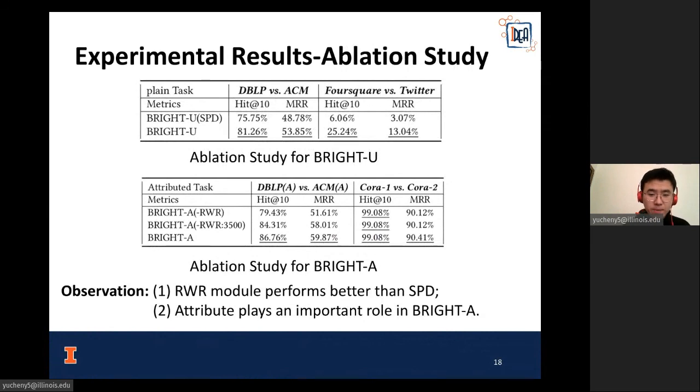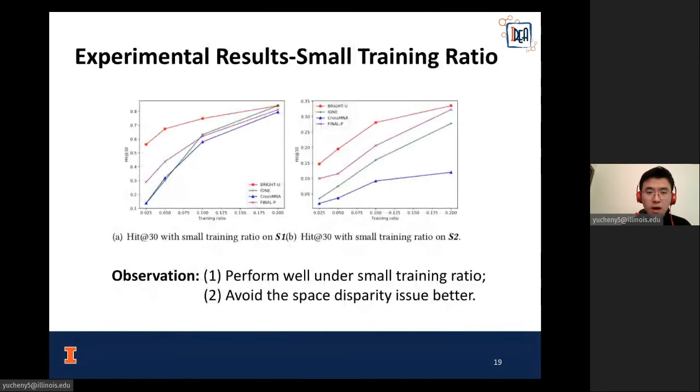This is the ablation study. We replace the RWR module with the shortest path distance, and we can observe that the RWR module performs better than SPD. Also, in the attributed task, attributes play an important role in the Bright-A model. If you do not have many anchor links, you will embed the two networks in totally different spaces. So a small training ratio reflects the ability of models to avoid the space disparity issue. We can observe that our model also performs very well on small training ratios and avoids the space disparity issue better.